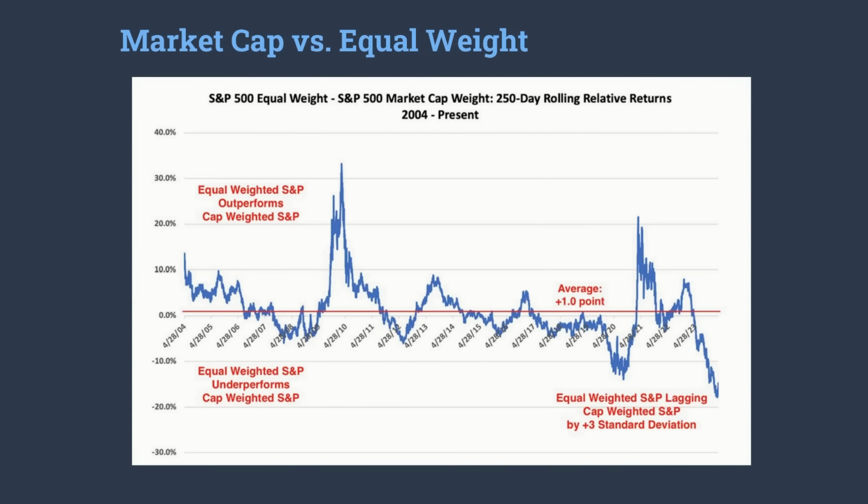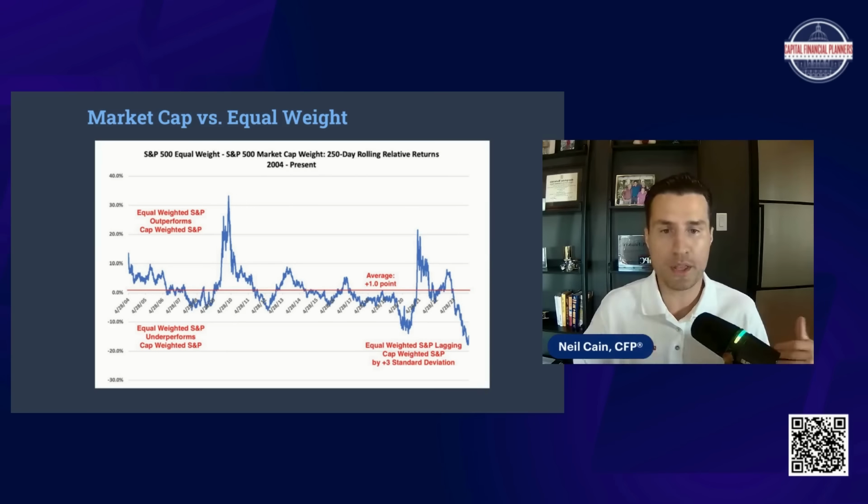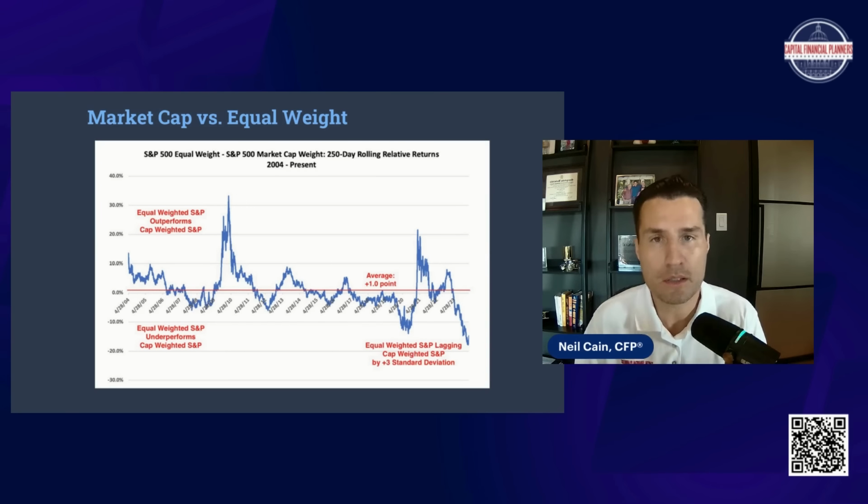But here we go. We're in '24, '25, and we have the biggest imbalance of equal weighting versus market cap weighting that we've seen over the last three-decade period. So the question is, when will this counterbalance? Because typically markets do revert back to the mean.